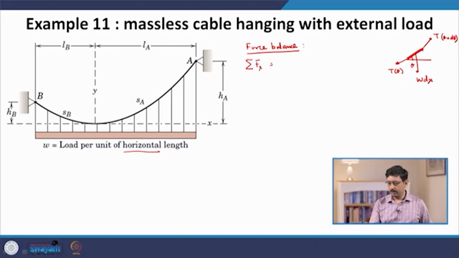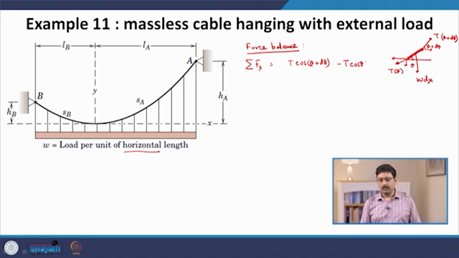So, this force has a component. So, this is theta plus d theta. So, there is a force T cos(theta plus d theta) minus T cos theta. Now, W is a vertical force, it does not have a horizontal component, and this must be 0, that is the condition of force balance.